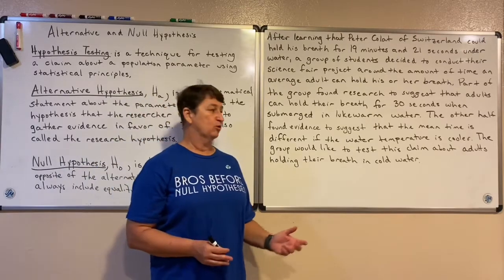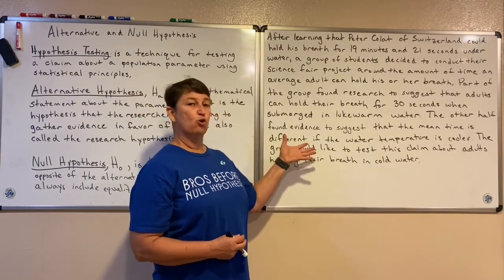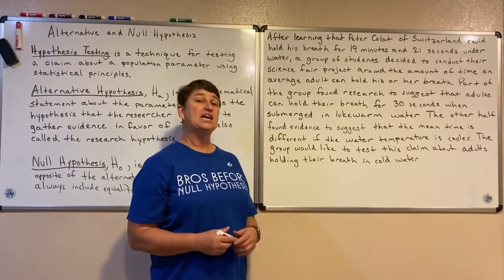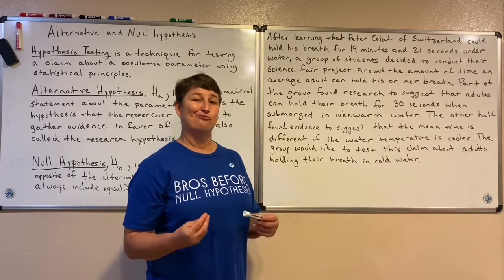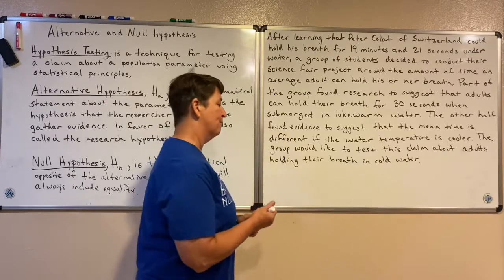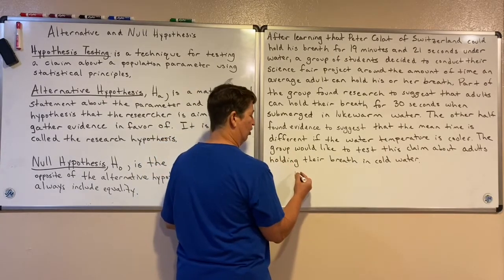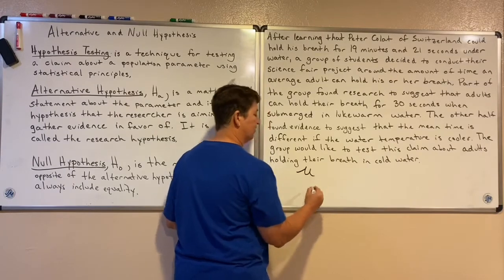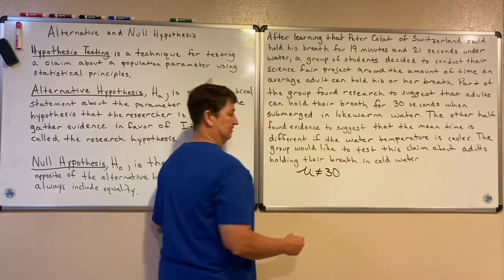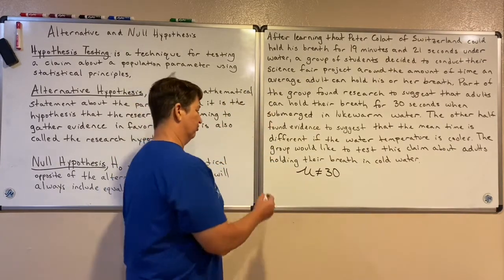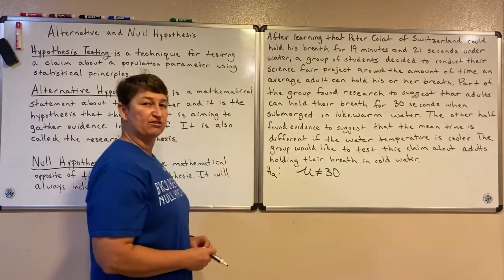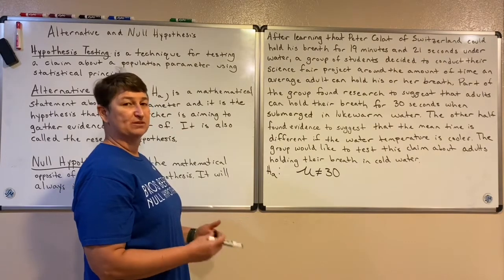Now, notice in this one that they didn't tell us if they think adults can hold it longer or shorter in cold water. It just says that the mean is different than that 30 seconds if it's in cold water. So to show that mathematically, for our alternative hypothesis, we're going to say the mean is just not equal to that 30 seconds. That's their alternative hypothesis. Then the null hypothesis is the mathematical opposite of that.